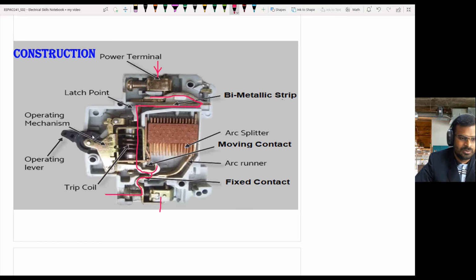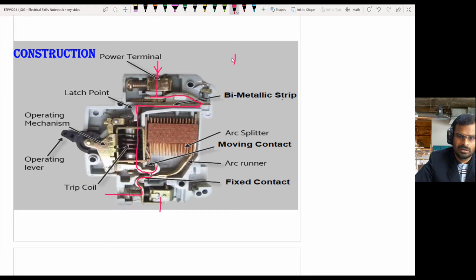Apart from that, there is a hand operated lever to operate this MCB manually on and off. And there is an arc splitter here. I will tell you what the purpose of this is. So when the load current which is coming through this terminal exceeds the rated current.